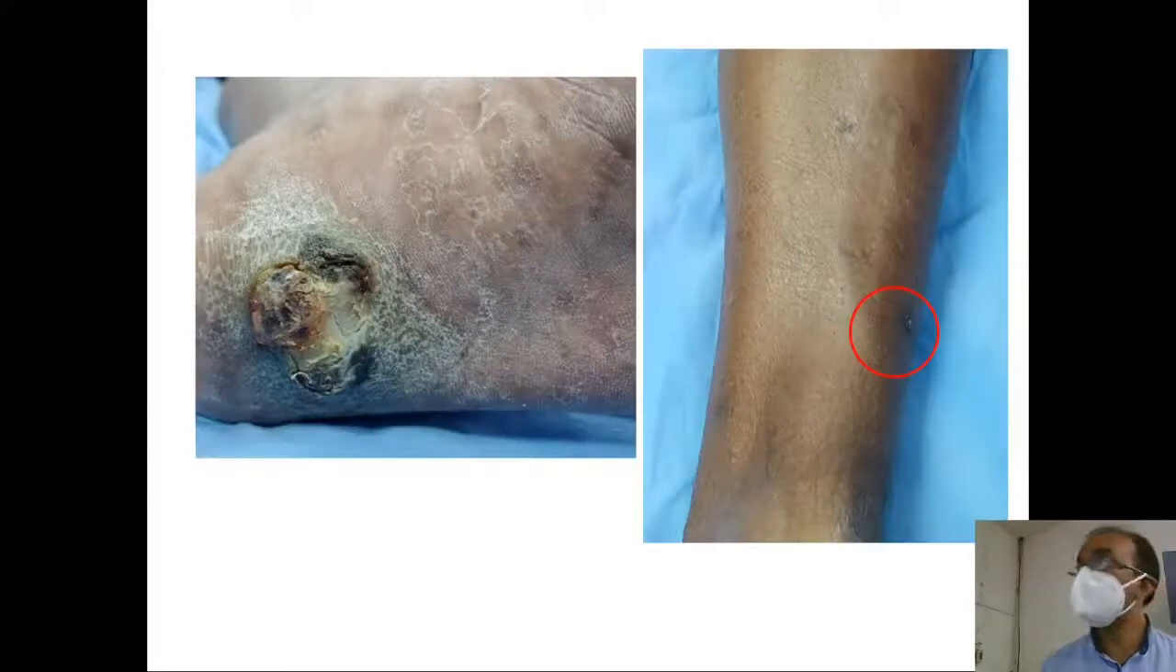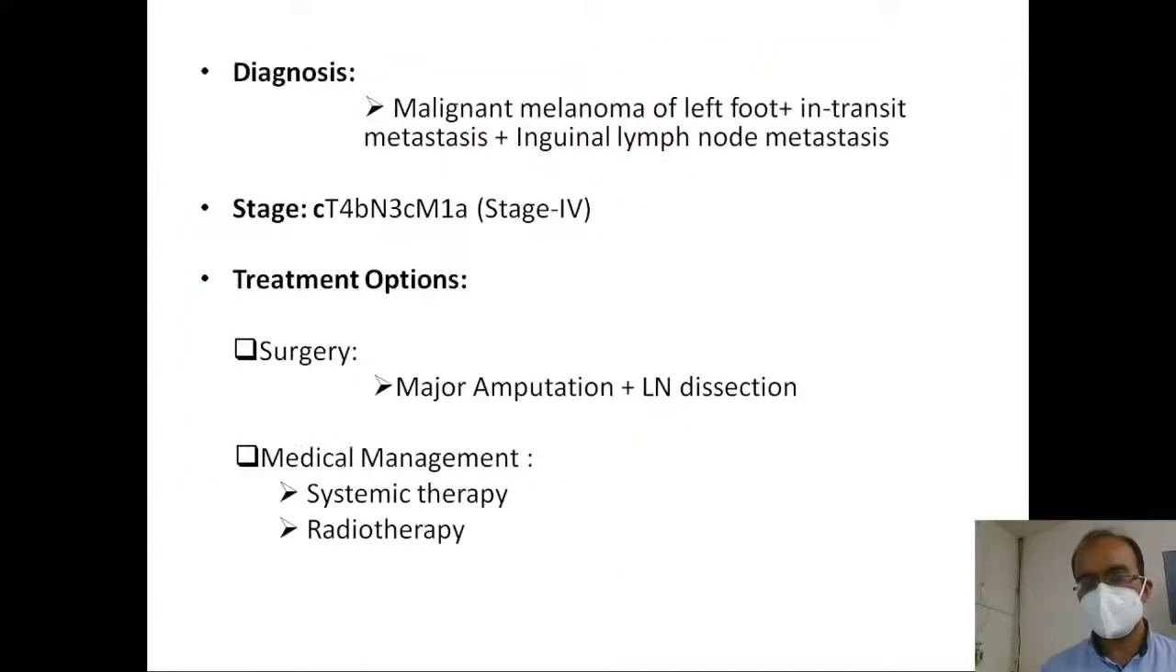So here we can see in this image a pigmented ulcer of the left sole with a pigmented nodule over the anterior aspect of the left leg, which suggested in-transit metastasis. So the diagnosis was made. It was a malignant melanoma of the left foot with in-transit metastasis with inguinal lymph node metastasis. It was a stage 4 disease, T4b N3c M1a, because of the in-transit metastasis.